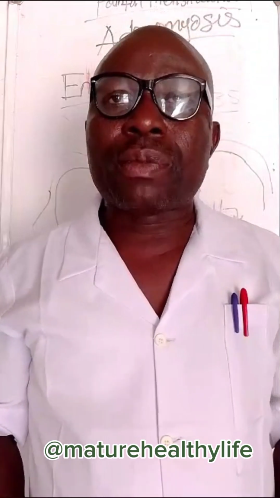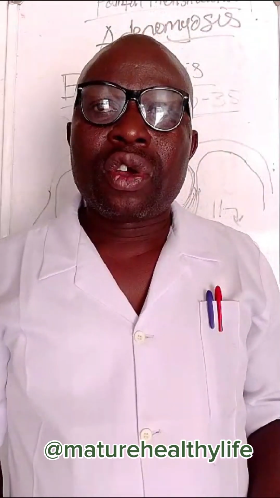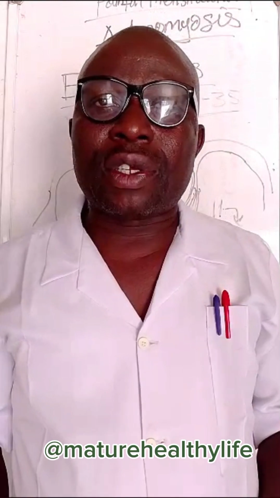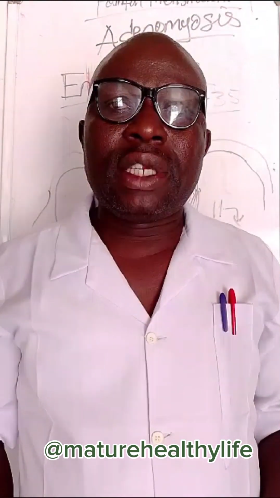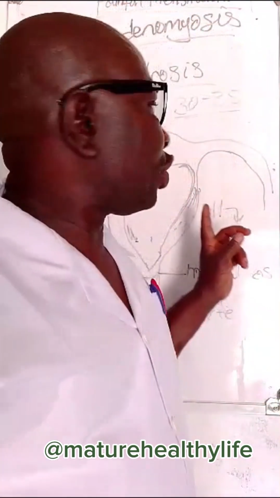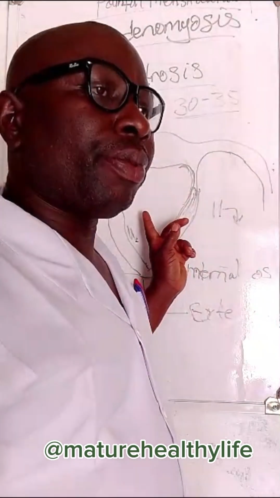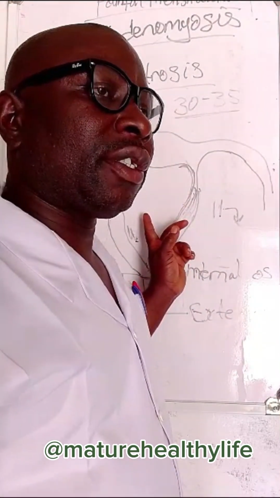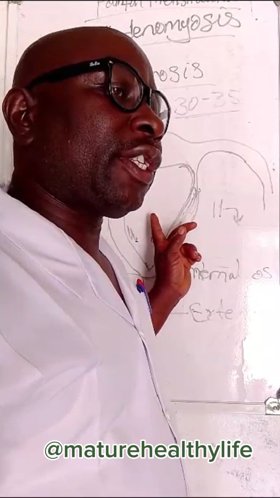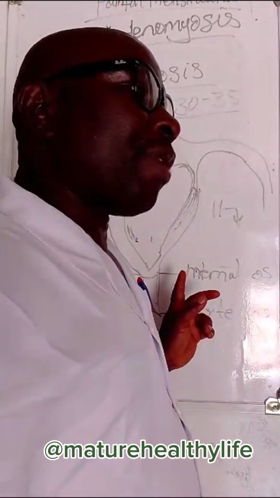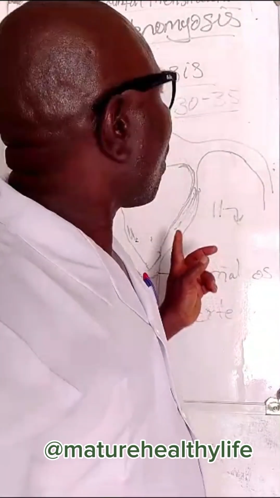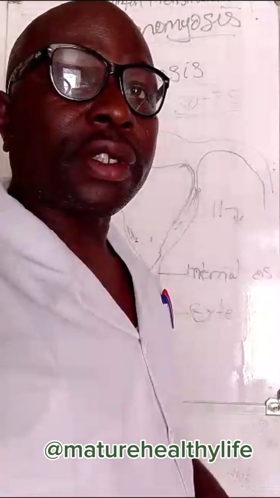PID, pelvic inflammatory disease, caused by infections. When this condition happens, it will interfere with the normalcy or integrity of the womb or the uterine cavity. When the womb starts suffering the problem of this pelvic inflammatory disease, it also causes painful menstruation.